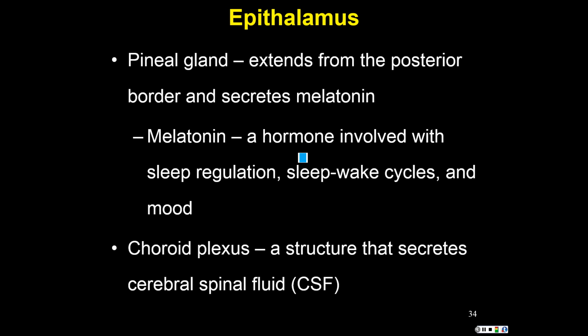Also in the epithalamus is a set of specialized blood vessels called the choroid plexus. This isn't the only place where you'll find these capillaries, but this is one place where you'll find them, in the epithalamus. And this helps form your cerebral spinal fluid.